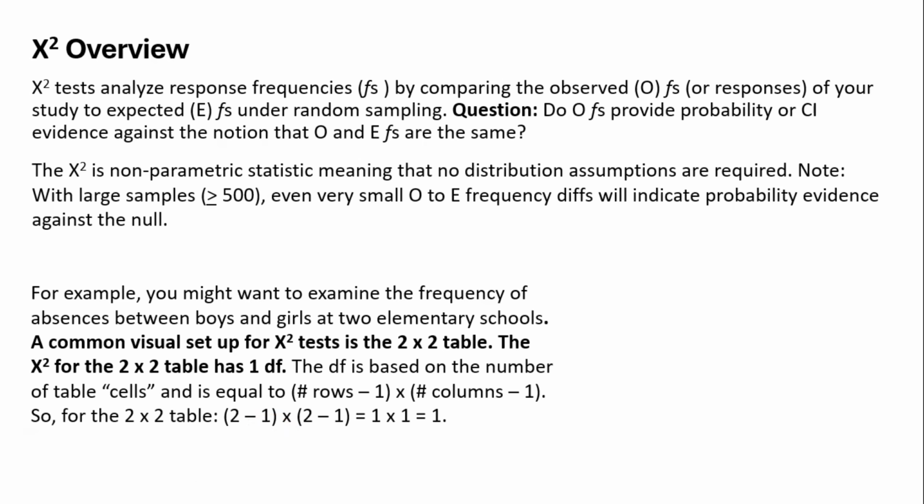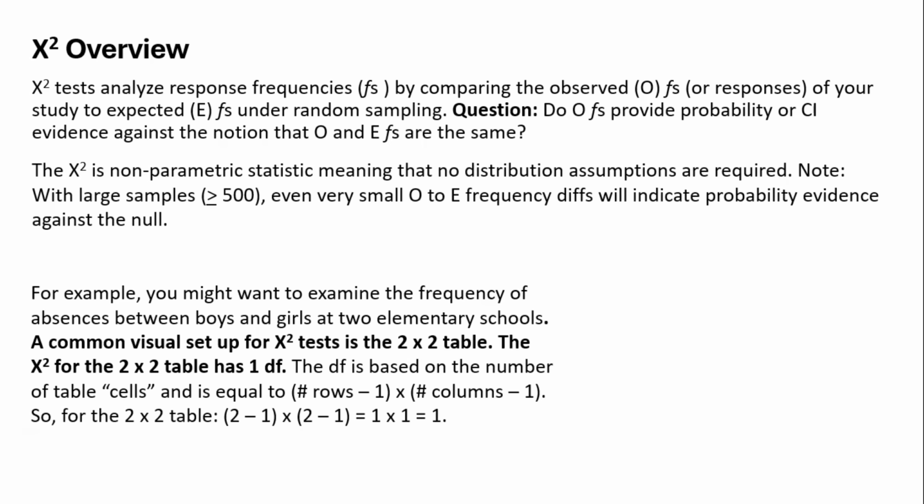The chi-square for the 2x2 table has 1 degree of freedom. The degree of freedom is based on the number of table cells and is equal to the number of rows minus 1 times the number of columns minus 1. So, for the 2x2 table, you have 2 minus 1 times 2 minus 1, which is equal to 1 times 1, which is equal to 1. So for the 2x2 table, we're always dealing with 1 degree of freedom.